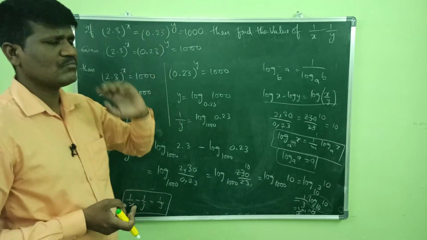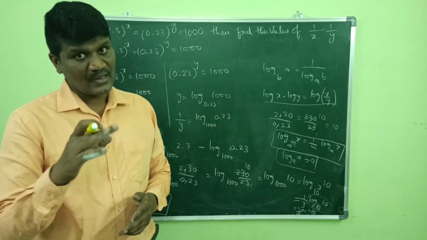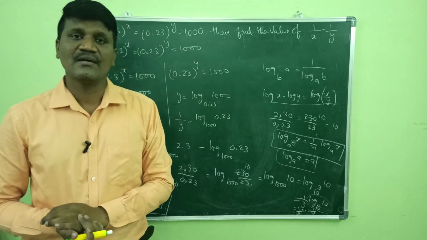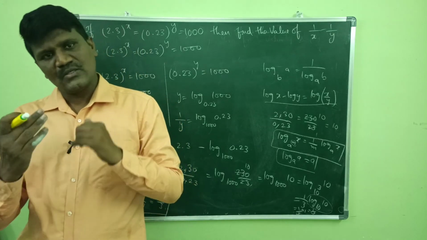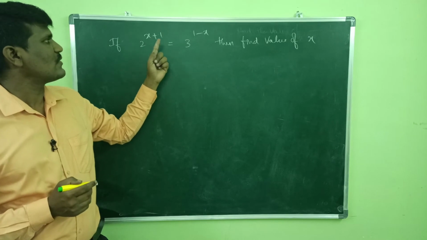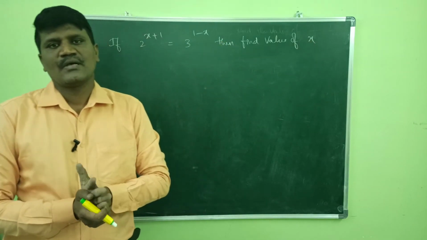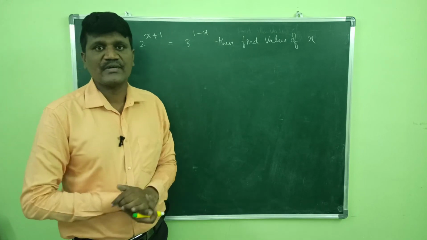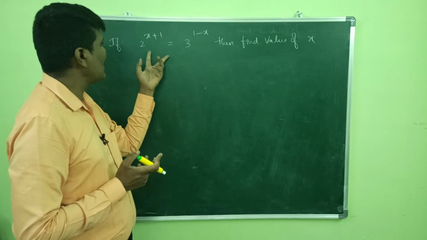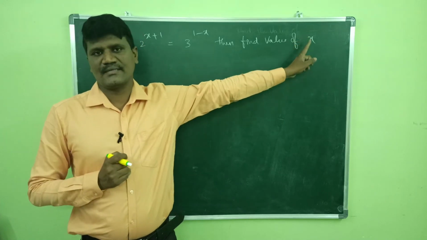So this is also one more important type of problem, not only for the public examination, also for any competitive examination. This kind of question they may ask. Okay, so the next type will be: given 2 power x plus 1 is equal to 3 power 1 minus x, then find the value of x. If these types of problems are given, use logarithms. Apply log on both sides, then you can easily find the value of x here.